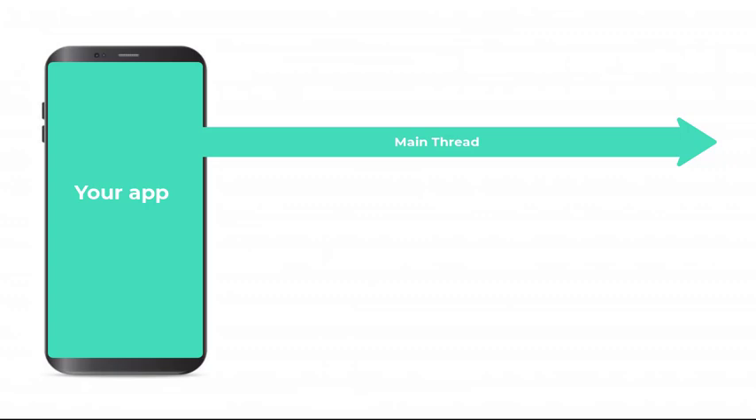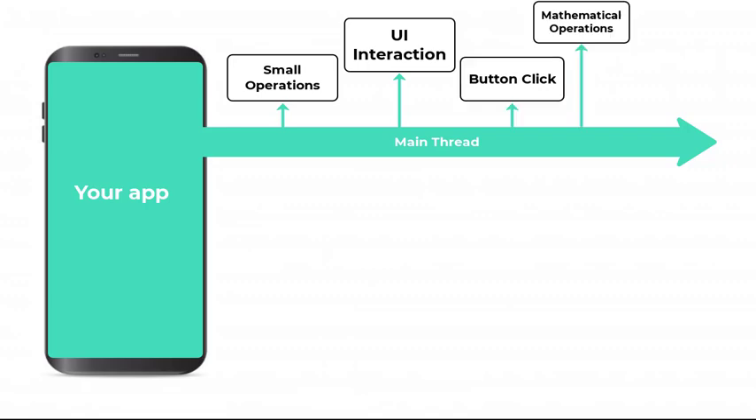What that means is that the next line of code has to wait for the previous line of code to finish execution. And those operations are small operations like UI interaction, mathematical operations, small logical operations. So on the main thread we perform small operations.